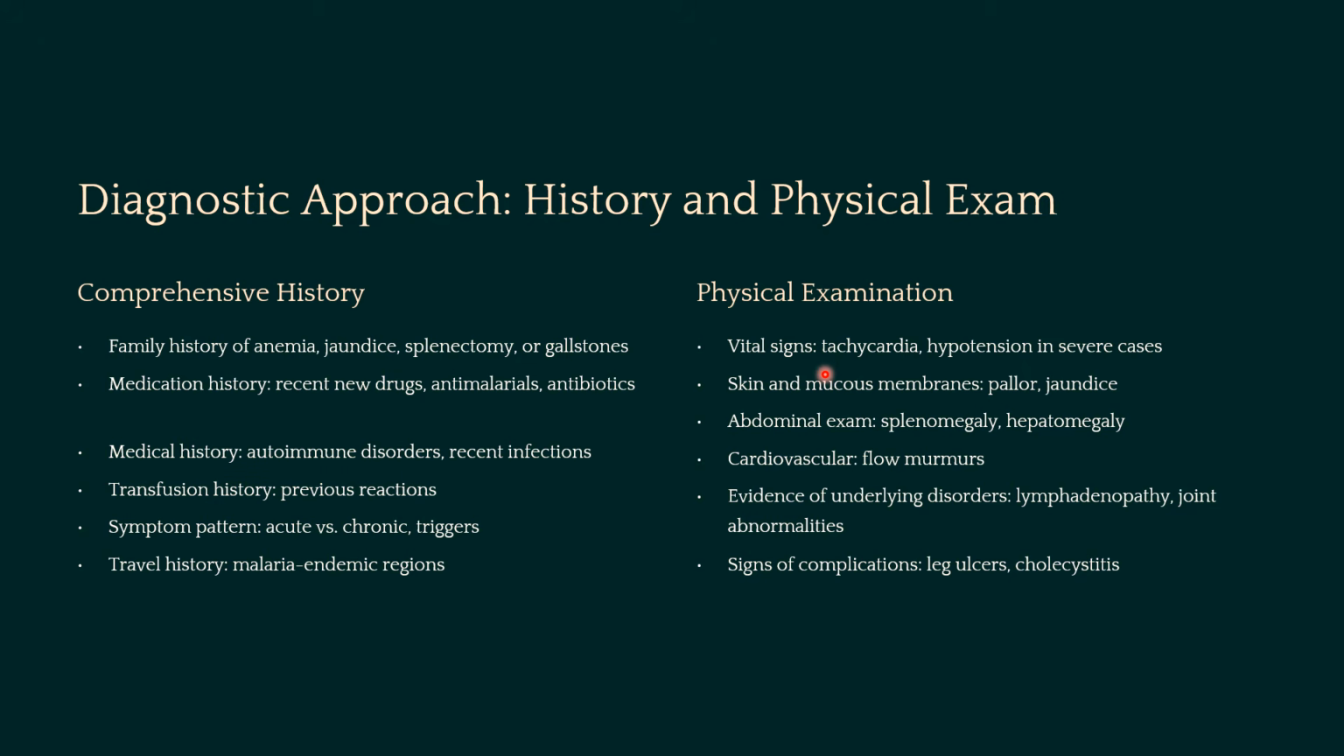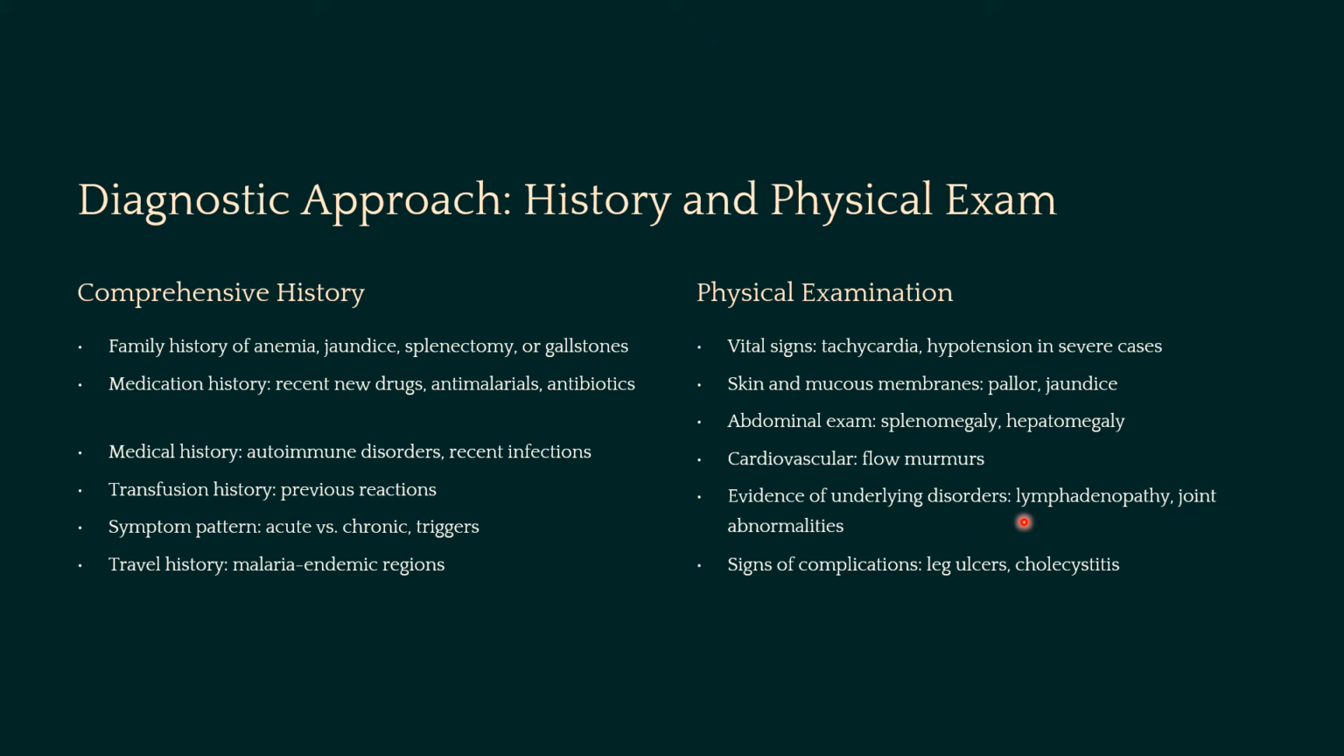Vital signs like tachycardia, hypotension in severe cases, are the vital signs that should be noticed. Then skin and mucous membranes: pallor, jaundice, means the color will be changed. Abdominal exam: splenomegaly, hepatomegaly. Splenomegaly means the spleen is enlarged, hepatomegaly means the liver is enlarged.